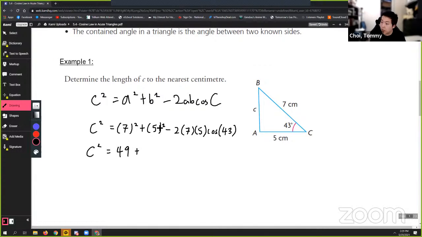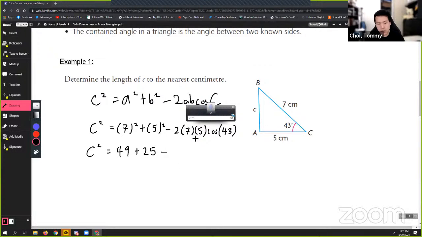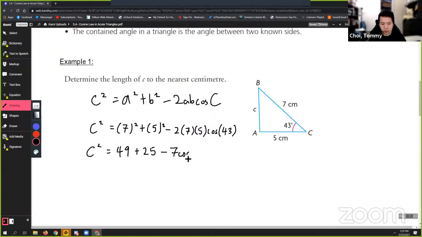And then plus 5 squared is 25. Minus, and then multiply these three numbers here. 2 times 7 is 14. Times 5 gives me 70. So I get 70 cosine 43.